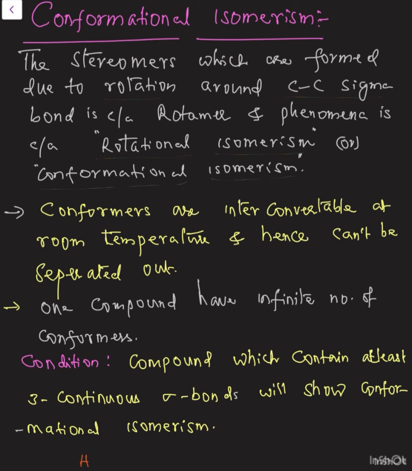Now, these conformers are interconvertible at room temperature and hence cannot be separated out. That means one can be converted to another one. If anything is converting from one form to another form, generally they are said to be interconvertible isomers. One compound has an infinite number of conformers. Why? Because when a carbon-carbon single bond is there, an infinite number of rotations are possible.